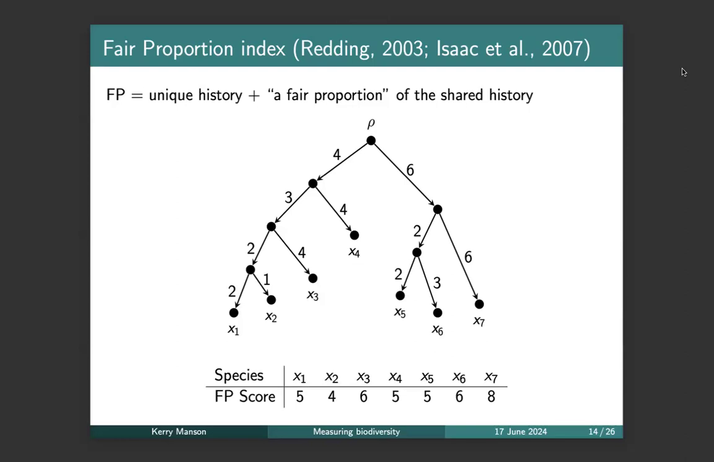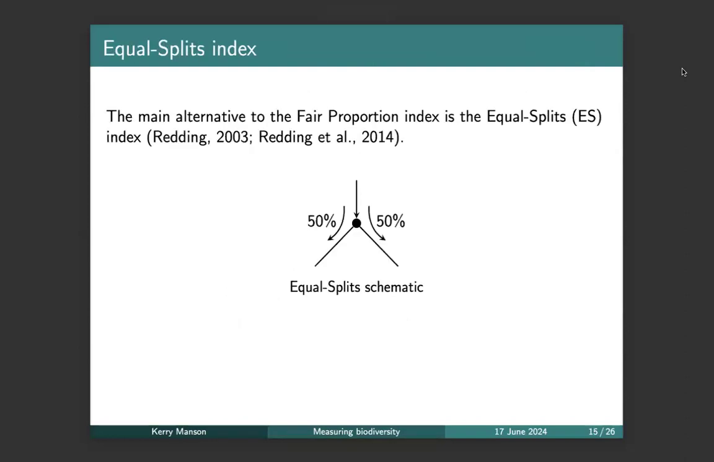And we can do this for all the species. Work out, and now we have a ranking that says, well, the fair proportion method tells us X7 is the most unique out of these species, and X2 is the least unique. But that's not the only way we can do things. The main alternative, and really the only one that's implemented in the literature apart from fair proportion, which is by far the most popular, is the equal splits index.